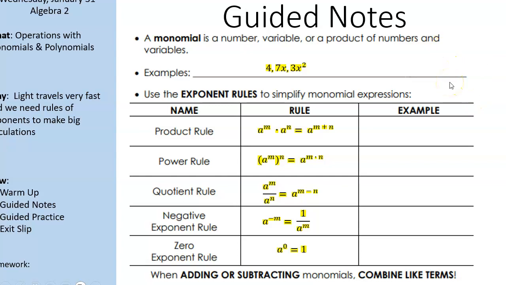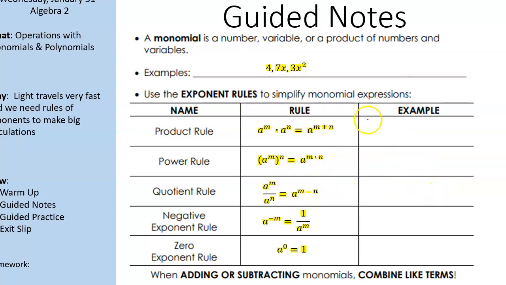So with your guided notes, a monomial is a number, variable, or a product of numbers and variables. So there's some examples there: 4, 7x, 3x squared, those are all examples of a monomial.